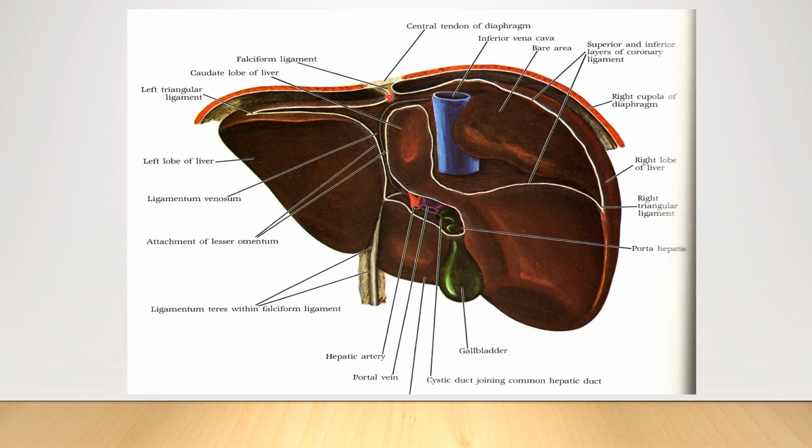So here you can see that this is the superior layer of the coronary ligament, the right lobe of the liver, and this one is the inferior layer of the coronary ligament. And the part of the liver between this superior layer and the inferior layer of the coronary ligament is known as the bare area of the liver, and this bare area of the liver is the area which is devoid of peritoneum, and it rests directly upon the diaphragm.